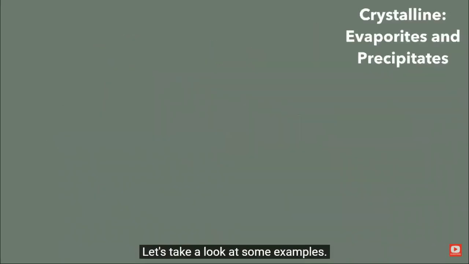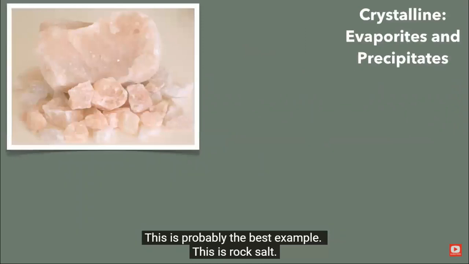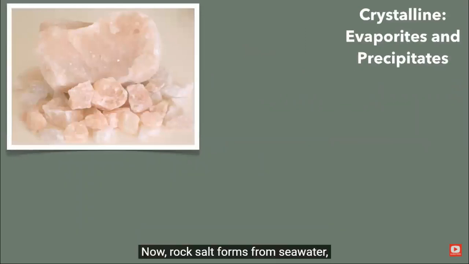Let's take a look at some examples. This is probably the best example. This is rock salt. Now, rock salt forms from seawater, which of course has salt, or halite, dissolved in it.